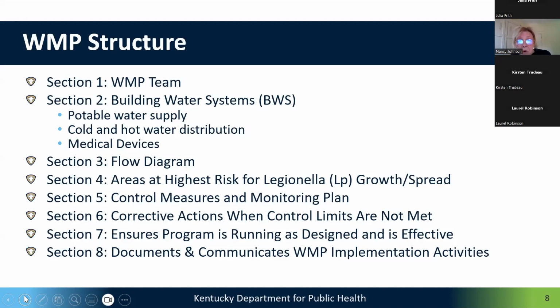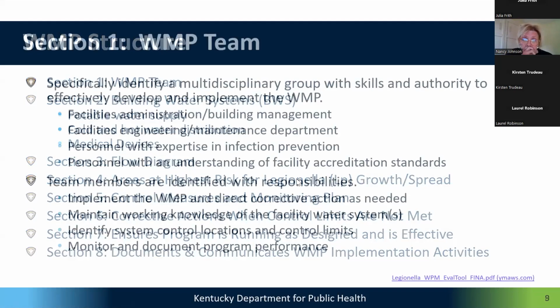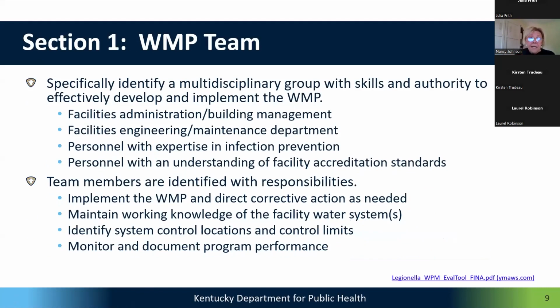Section 5 is your control measures and your monitoring plan, and this is where you really need facilities to start chiming in. Section 6 is corrective actions when control limits are not met. Section 7 tells how you will ensure your program is running as designed and is effective. This is where the Legionella sampling may come in. And section 8 is documenting and communicating your plan's implementation activities. So, 8 separate sections.